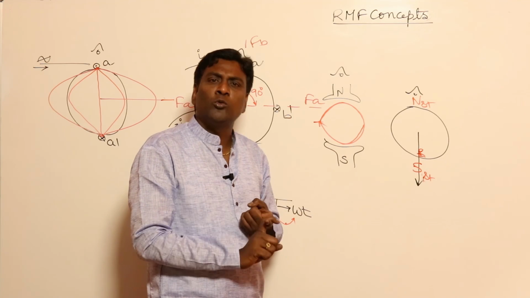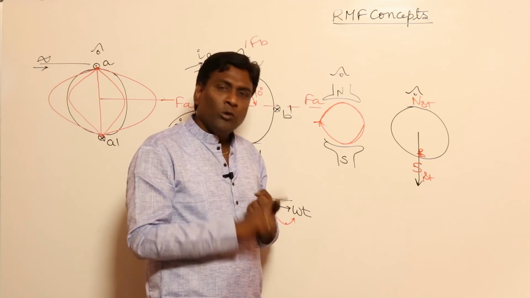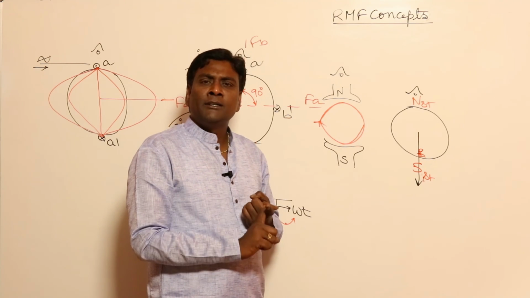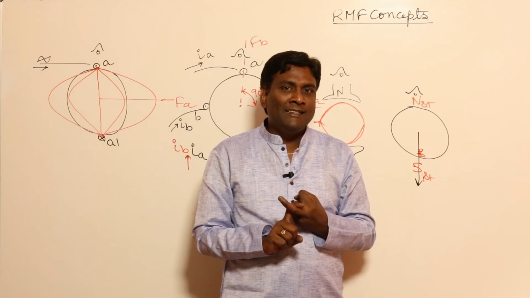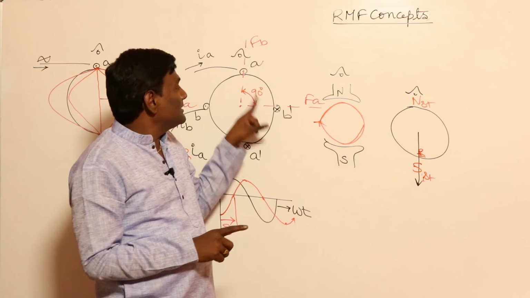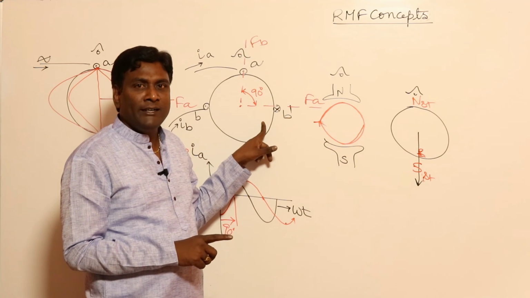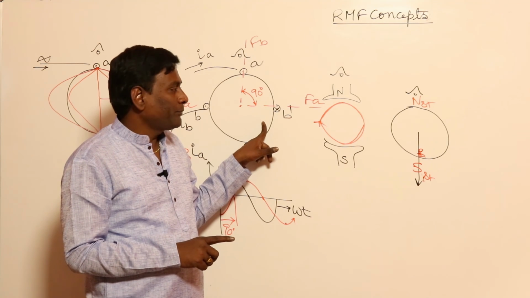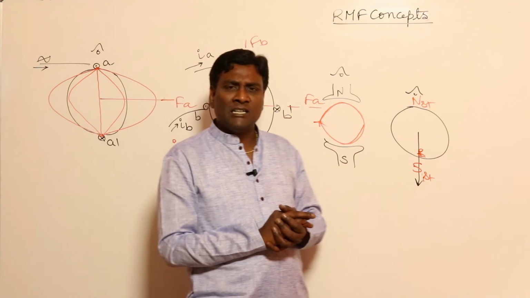Remember one thing, in order to have a rotating magnetic field, two points have to be met. One is time displaced currents. Second is space displaced windings. In the sense, the axes of the MMFs of the windings should be displaced in space. Because of that, a rotating magnetic field will come.